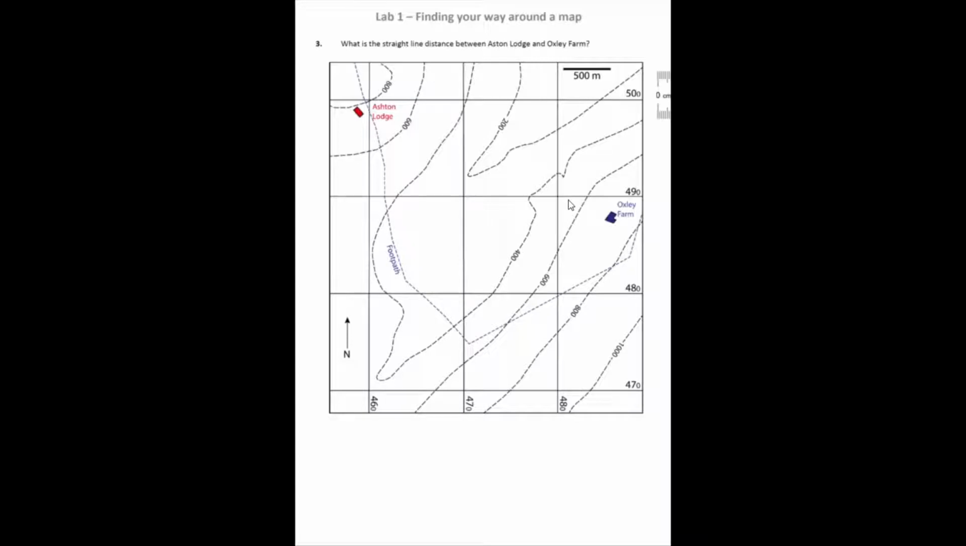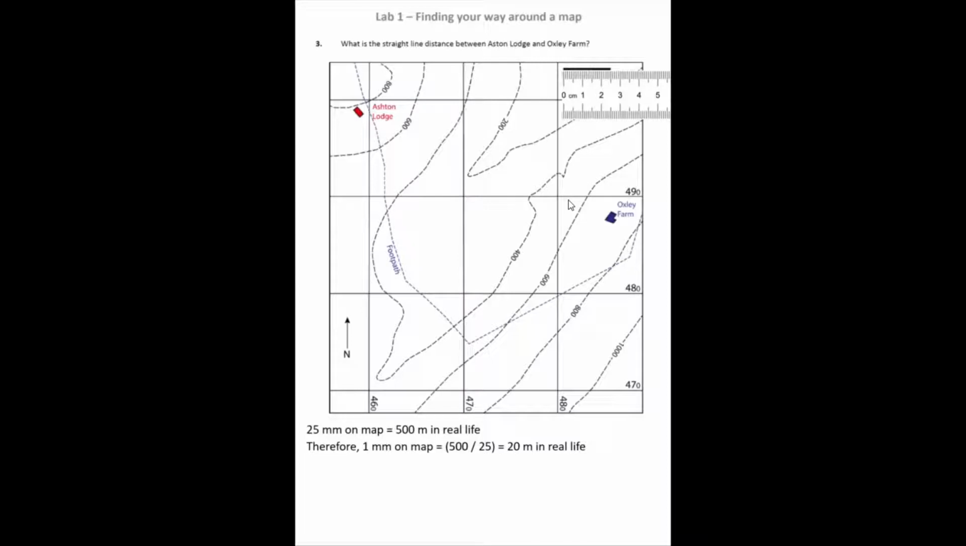So what we should do is get a ruler and measure the length of that scale bar, and we can measure it as being 25 millimeters. So what that's saying is 25 millimeters on the map is equal to 500 meters in real life. Therefore, if we wanted to find out how much 1 millimeter is, we divide that 500 meters by 25, the length of the scale bar, and then that tells us that every millimeter on the map is 20 meters in real life.